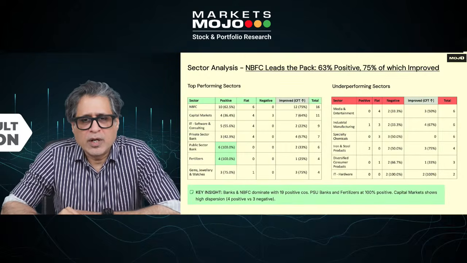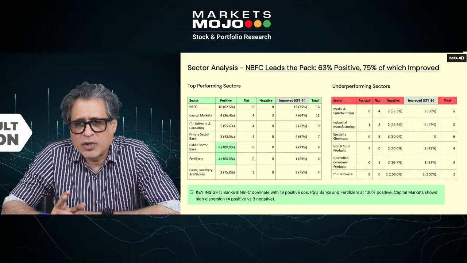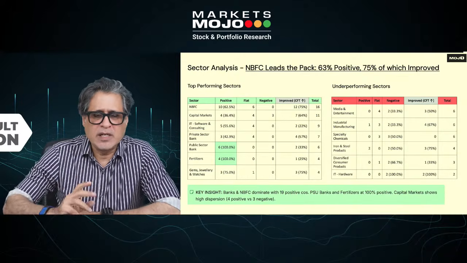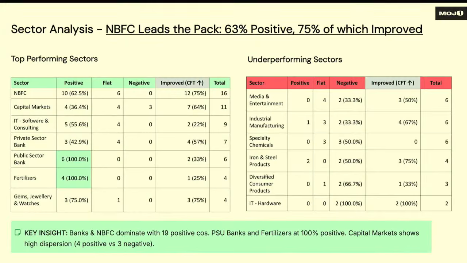Right? So, highlight of this, because there's too much data, let me just make this easier and give you the highlight. What is looking good is NBFC. What is looking good so far is gems, jewelry and watches. And what is looking good is also capital markets with 64% improvement. And what is visibly looking good, but the trend is declining, is the public sector banks and the fertilizers.